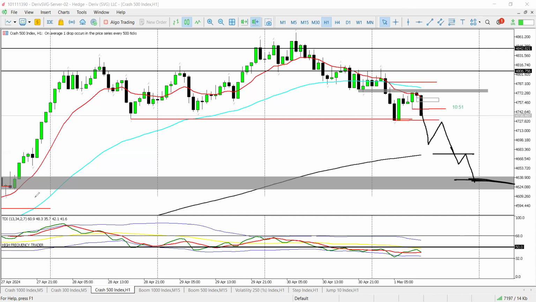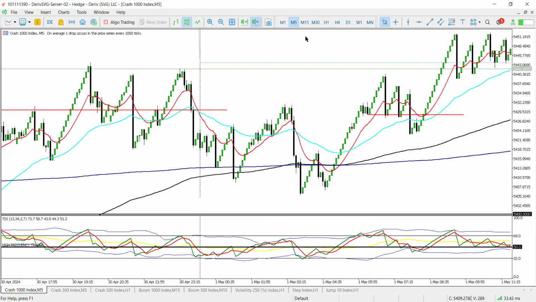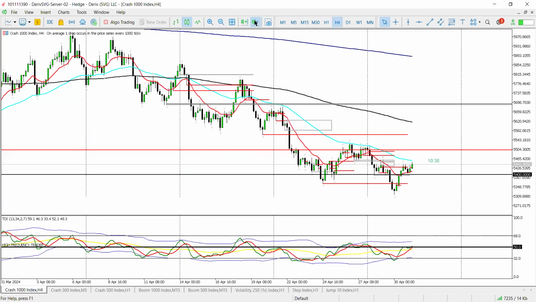So for now, bias bearish. If we get a pullback, we just scale in. We already have positions and runners in there. So that's perfect for C500. Then going to C1000.